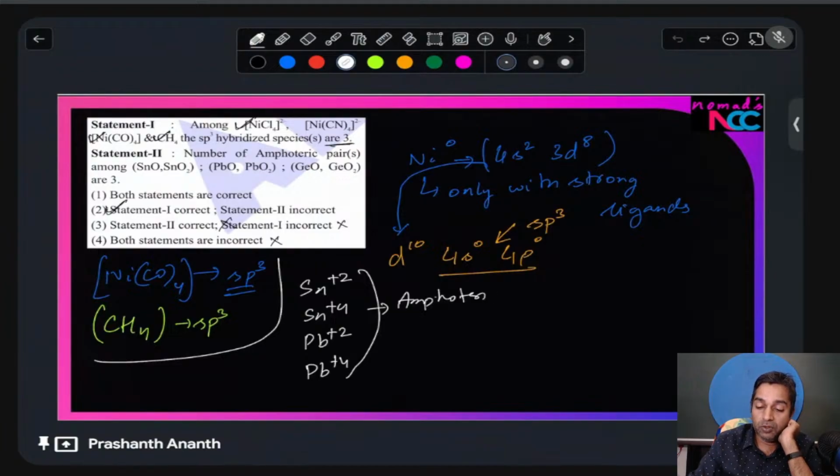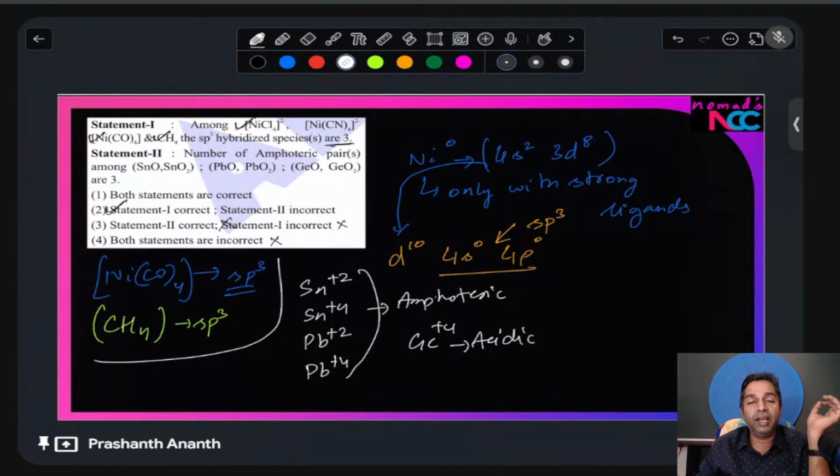Now when it comes to germanium, germanium is going to be above tin and lead. So germanium is going to have much more acidic character. So germanium plus 4 is definitely acidic, no questions about it. Germanium plus 2 will show mainly acidic character, a little bit of basic character also when it is reacting with a very strong acid type of substance.